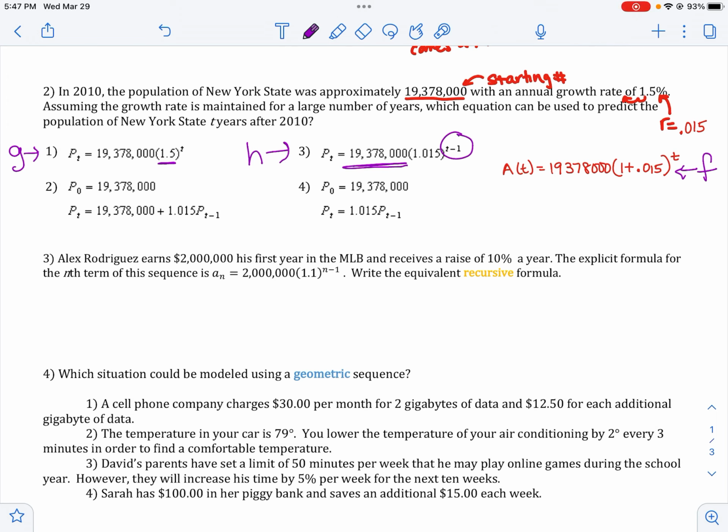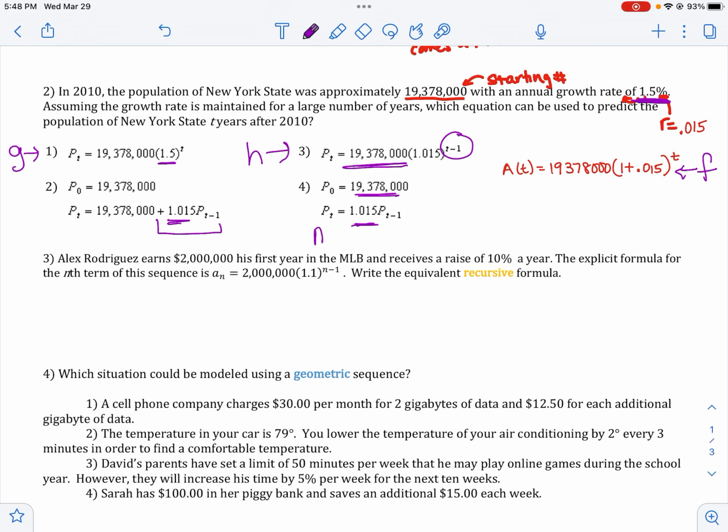Now in choice 2 and 4 that are remaining, it has to be one of those recursive ones. They both start with the correct amount, but choice 2 has us adding, which isn't going to have it increase as a percentage. That's going to have it add 1.01 to the previous term each time, versus taking this and multiplying it by the rate of growth.